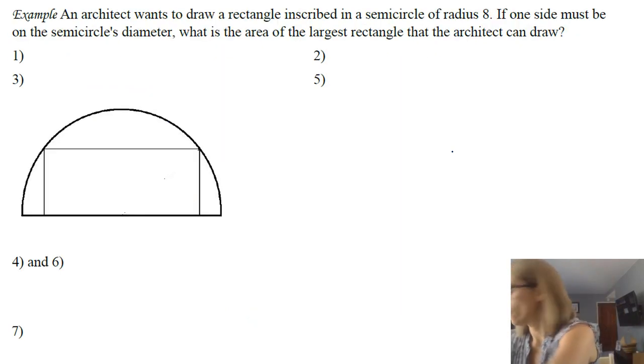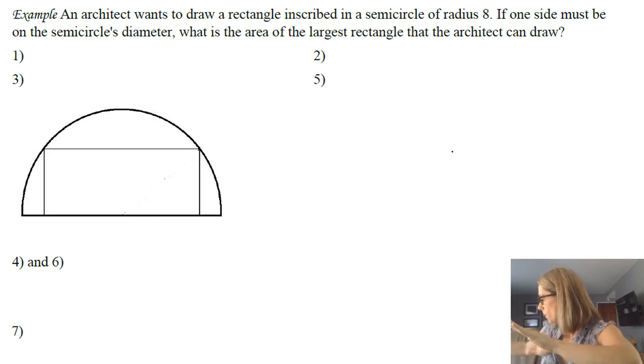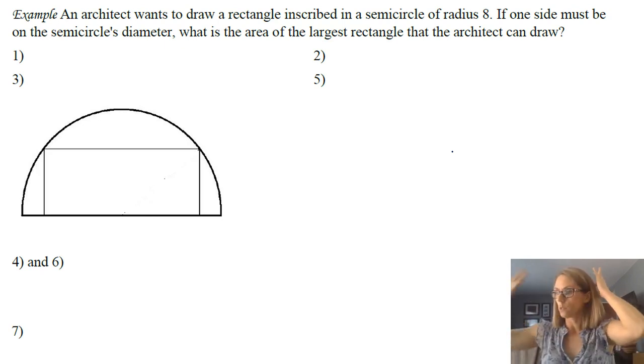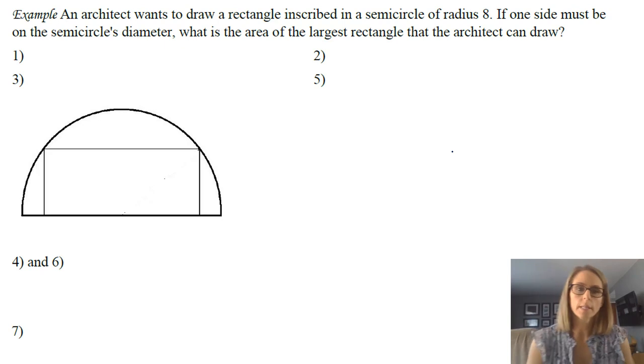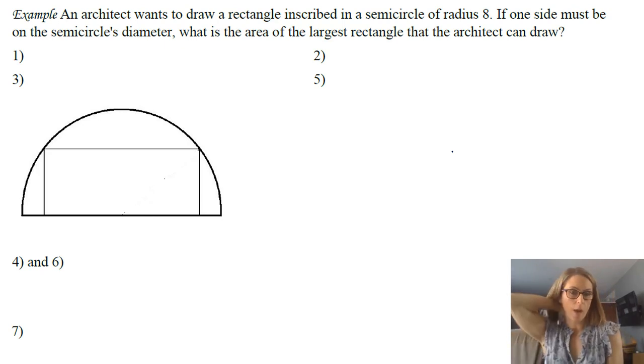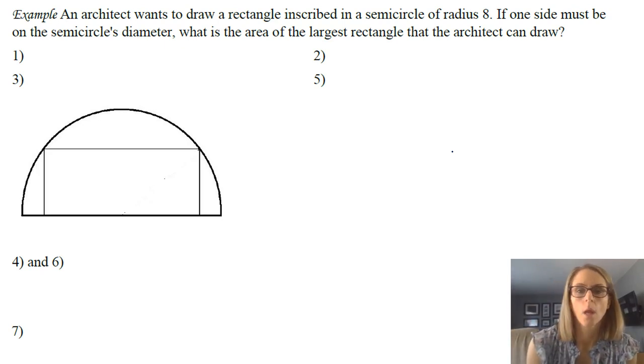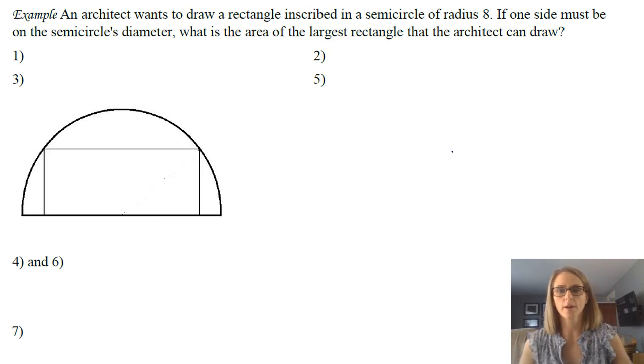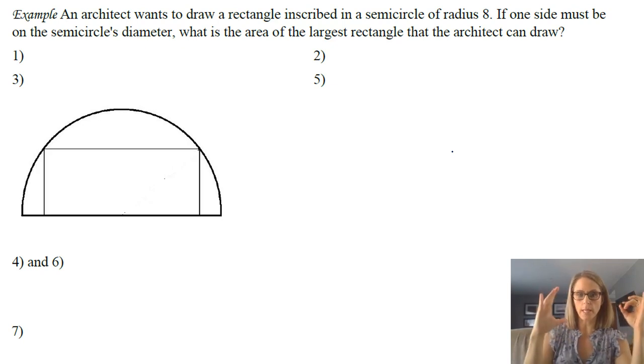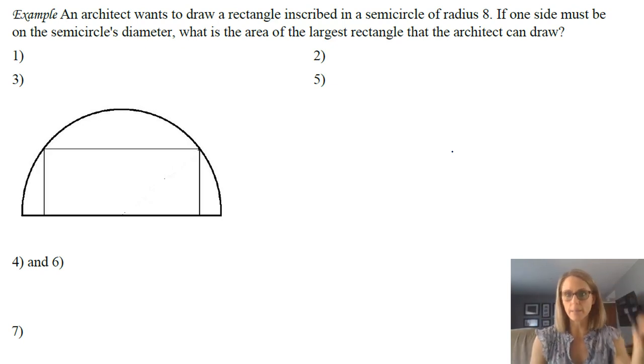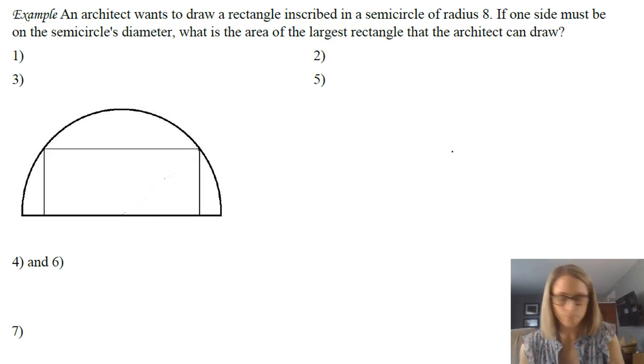All right, so another quintessential optimization problem here, which is about a window. An architect wants to draw a rectangle inscribed in a semicircle of radius 8. If one side must be on the semicircle's diameter, what is the area of the largest rectangle that the architect can draw? So it's very common that you're trying to make the largest rectangle, but it's constrained by the semicircle. So remember that idea of constraints is very common.